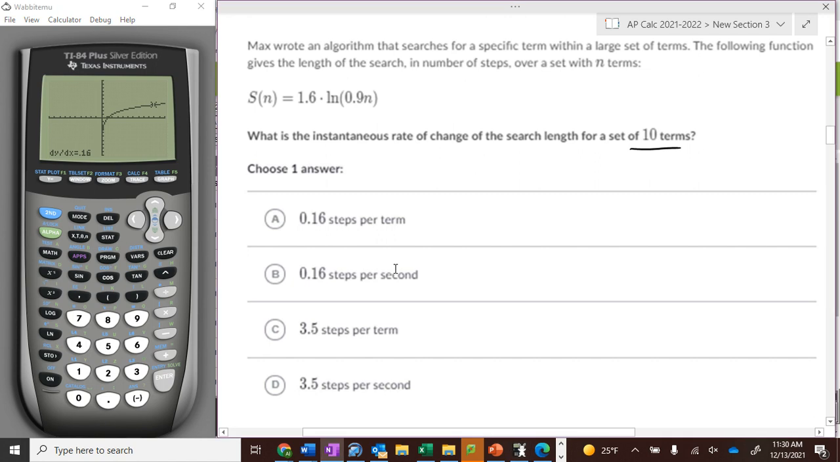I would say it would be B. Why would it be B? This is talking about the steps. It never says seconds about it. Instantaneous rate of change of set of 10 steps in a large set of terms. Yeah, 0.16. I would go with A then. Steps per term.